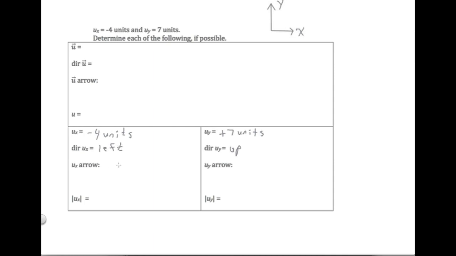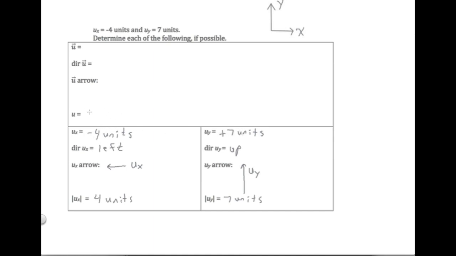So we know those directions, and we can draw arrows to represent Vx and Vy. So the magnitude here is 4 units and 7 units. Magnitudes are never negative, so there's no need to include the plus sign to emphasize that these are positive. Okay, now what do we do next? Now we want to figure out the overall vector. Well, this is 7 and this is 4.